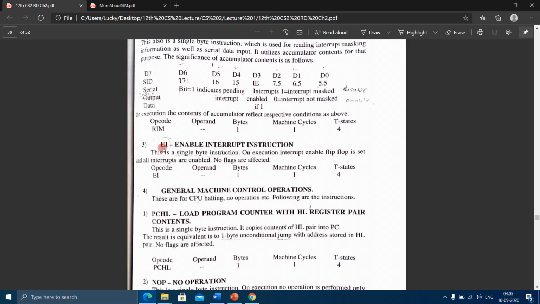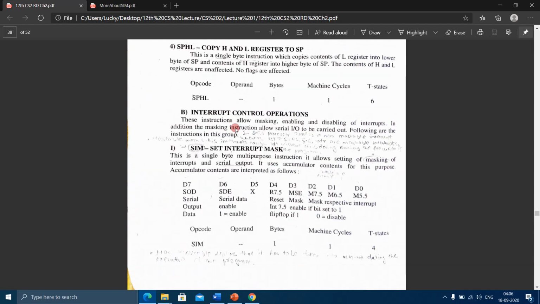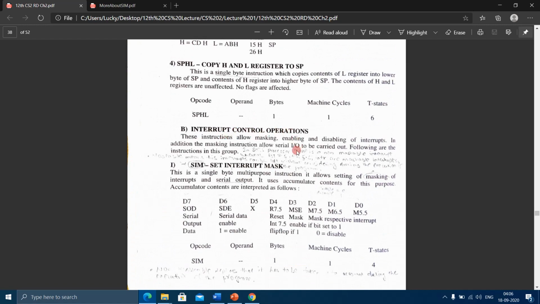Then we have interrupt enable. Interrupt enable is used to enable all the interrupts. This is a single byte instruction. It has no operands. On execution, the interrupt enable flip-flop is set. It will be 1. That means it will enable all the interrupts. No flags are affected. So this is the end of the category interrupt control operations.